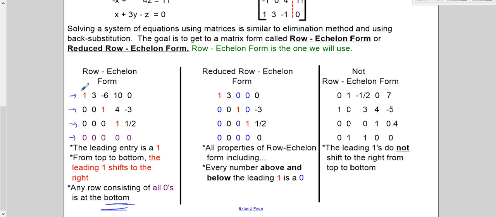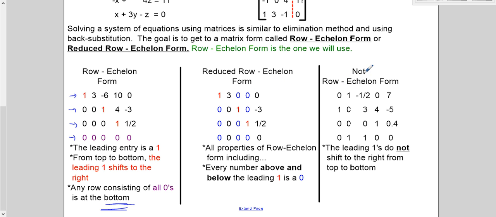And because of each row starting with a 1 and these ones moving to the right, all these values down below are zeros. Okay? So that's row echelon form. Reduced row echelon form is all of that, and the numbers above the ones are zeros also. So here you have the ones, you have them moving to the right, you have your zeros down below, and you have zeros above the ones.